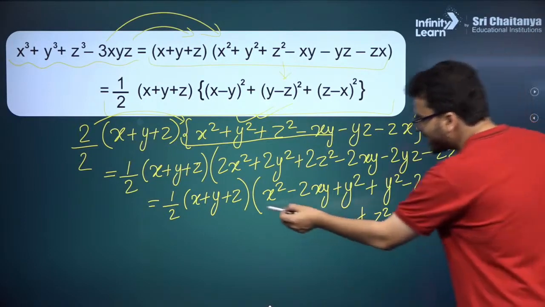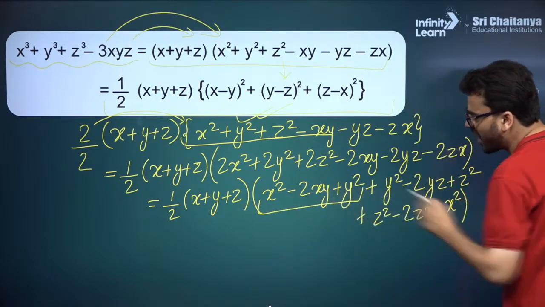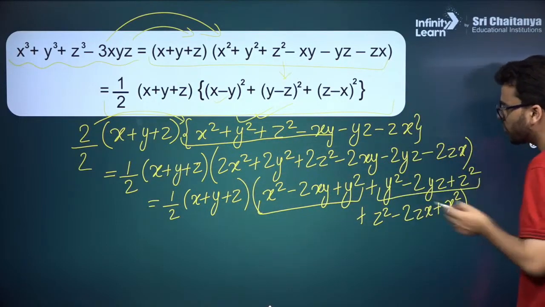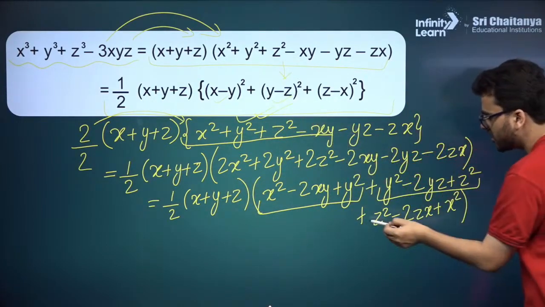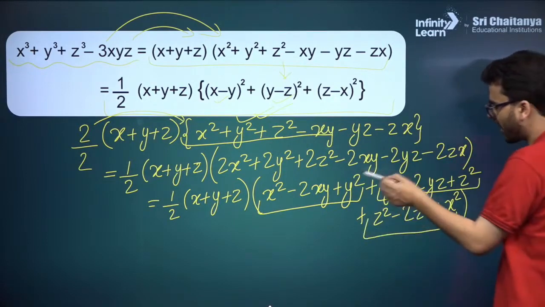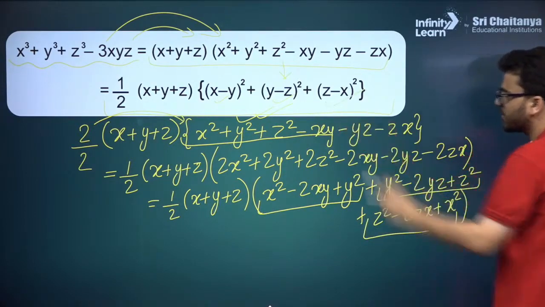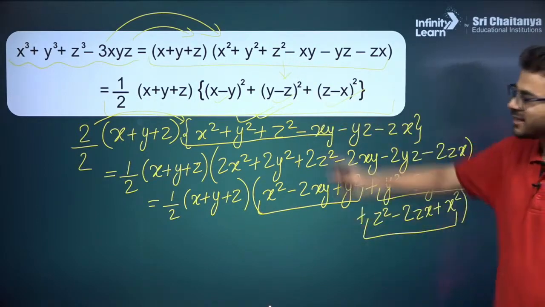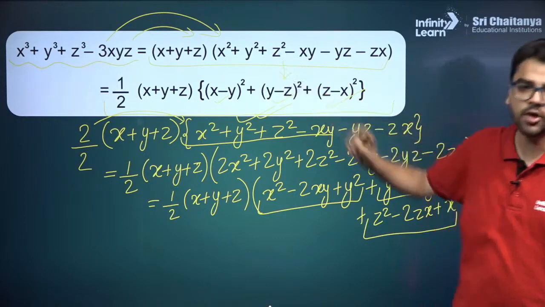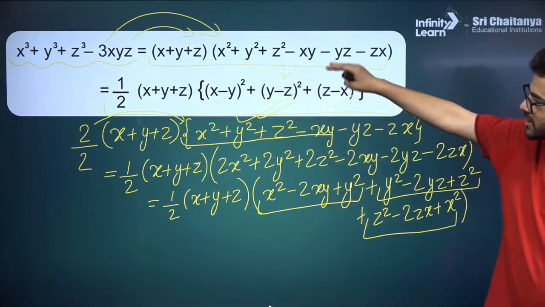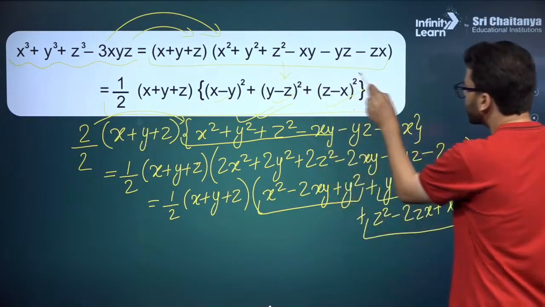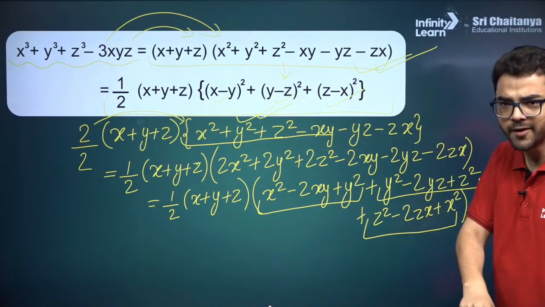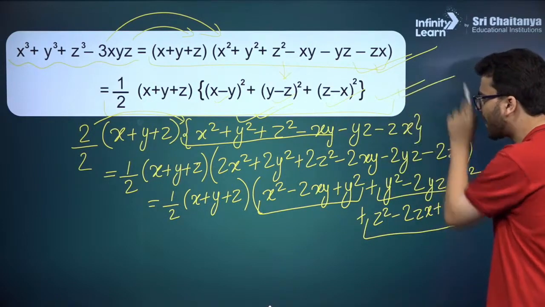So you see over here, this is nothing but what, guys? x square minus 2xy plus y square is x minus y the whole square. y square minus 2yz plus z square is y minus z the whole square. z square minus 2xz plus x square is z minus x the whole square. So have we proved the whole thing over here, guys? That x cube plus y cube plus z cube minus 3xyz is equal to x plus y plus z into x square plus y square plus z square minus xy minus yz minus zx. I have proved the first part and then we did the second part as well.